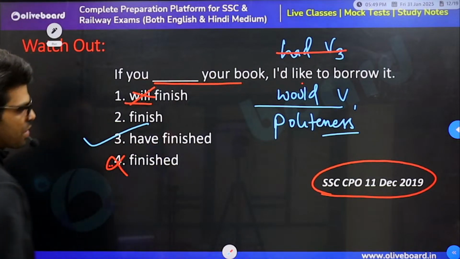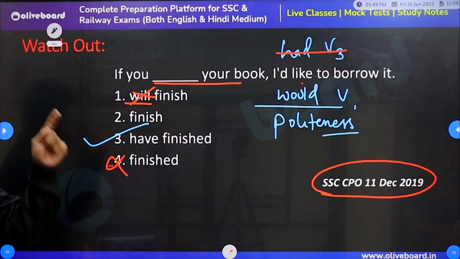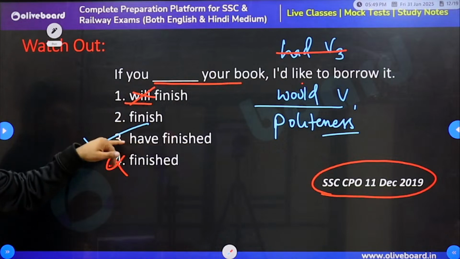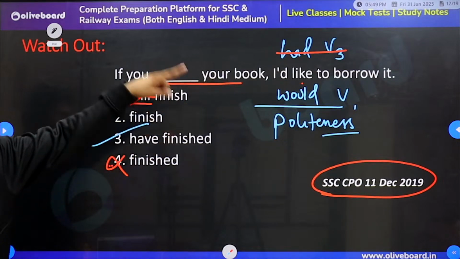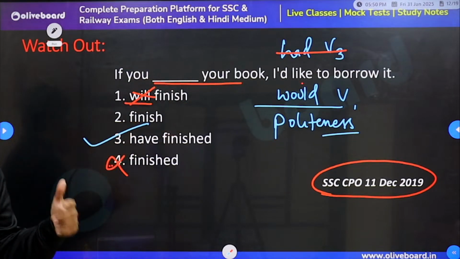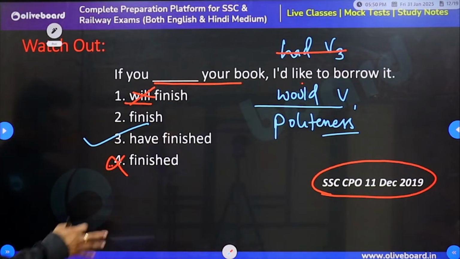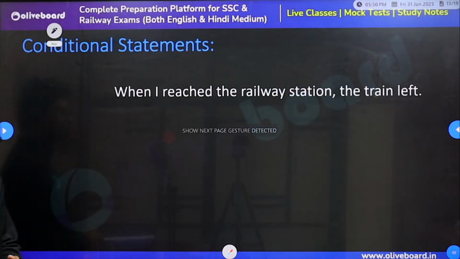If you have finished, you will never come across any rule stating the first conditional should have perfect tense over here and the result should have would and such, but it all depends upon the need of the sentence. Quick comments and we go ahead. Is that okay? Everyone here, Divya, Anju, and all of you.